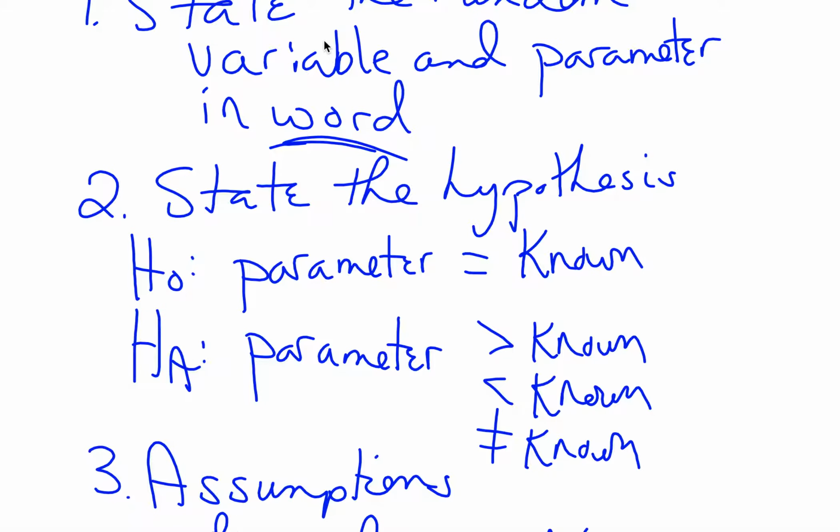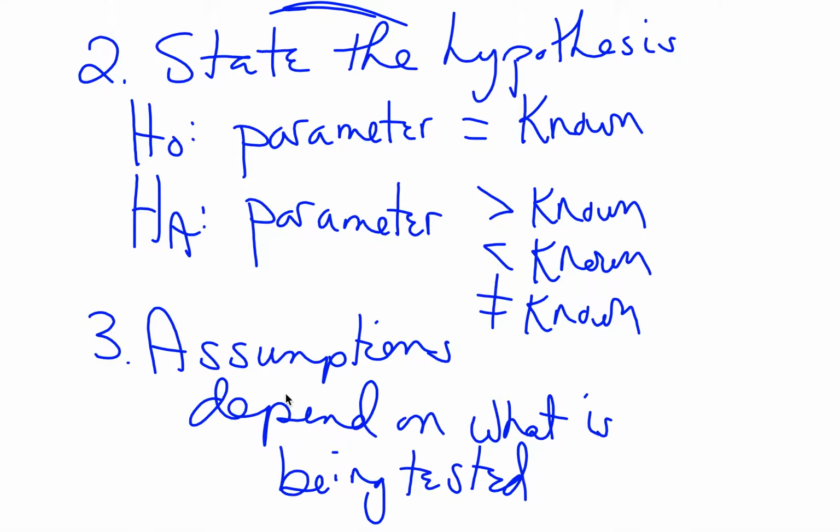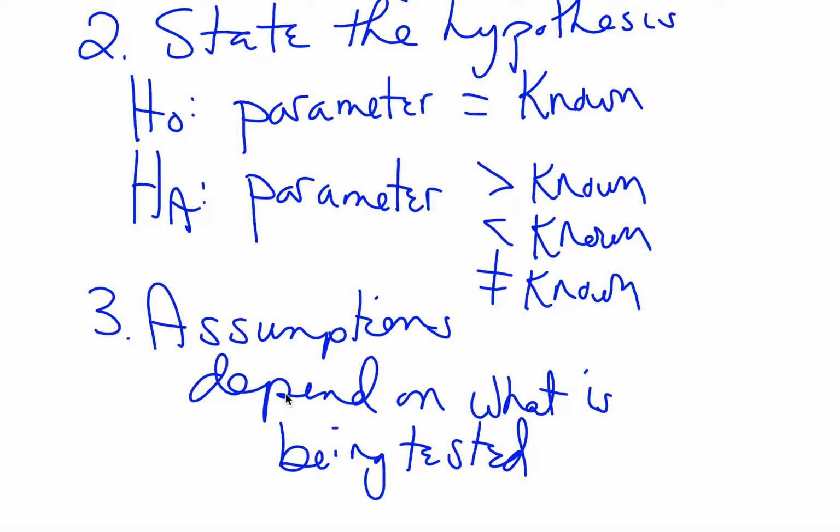So once you've stated your random variable and parameter in words, and once you've stated your hypotheses, your next step is to state your assumptions. Now this is where hypothesis tests kind of change, because the assumptions depend on what hypothesis test you're doing. So they always depend on what it is. If you're testing proportion, you have certain assumptions. If you're testing the mean, you have different assumptions. And these assumptions are things that are true that we hope are valid.